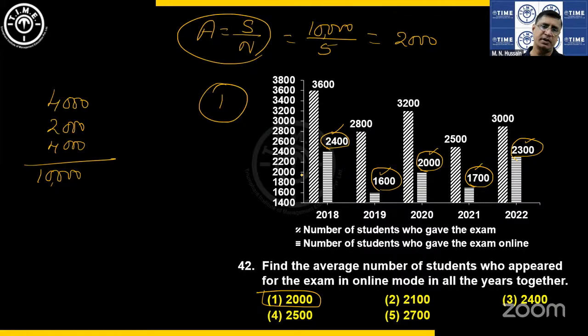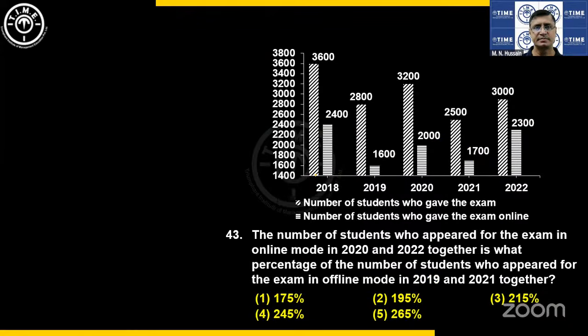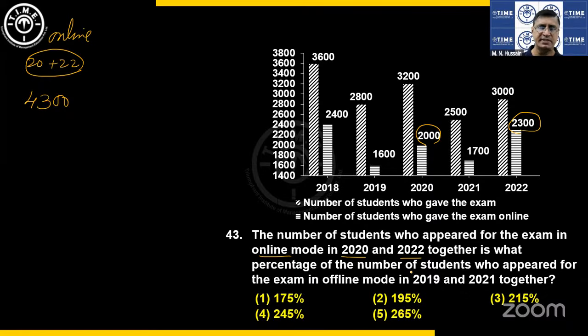Now, look at the next example, question number 43. The number of students who appeared for the examination in online mode in 2020 and 2022. Online mode 2020, 2022. What is the sum of these two values? 4,300, 2,000 plus 2,300. Together is what percentage of the number of students who appeared for the examination offline mode?